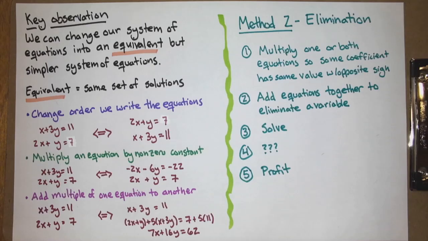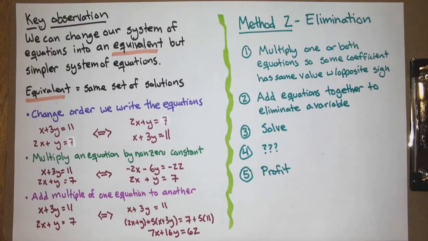Elimination. So the goal is still the same. We want to knock out a variable. But now instead of substituting, we're going to do it in a slightly different method. So here's the idea. We're going to pick one of the variables to knock out. Might be the x, might be the y. It's up to us, dealer's choice. And say, okay, I want to get rid of one of the variables. I'm going to multiply one equation, maybe both equations, by coefficients so that if I look at what's in front of that variable, it's the same magnitude, different sign.